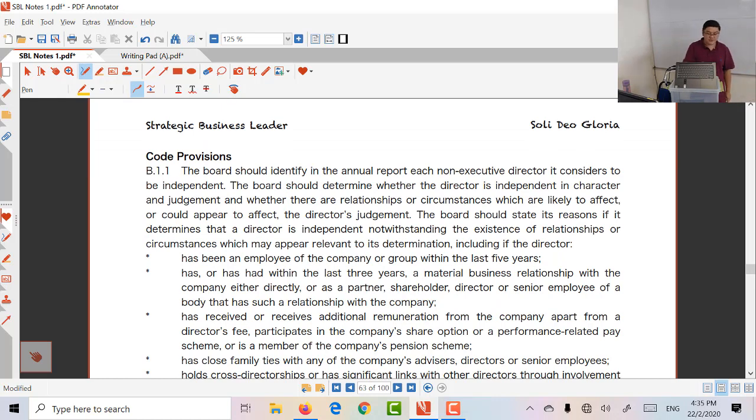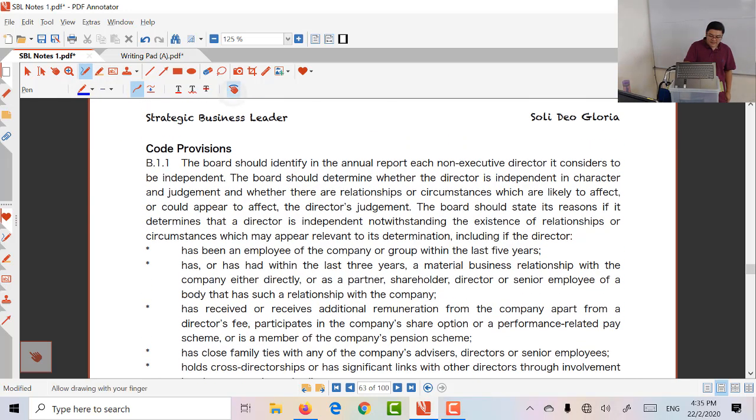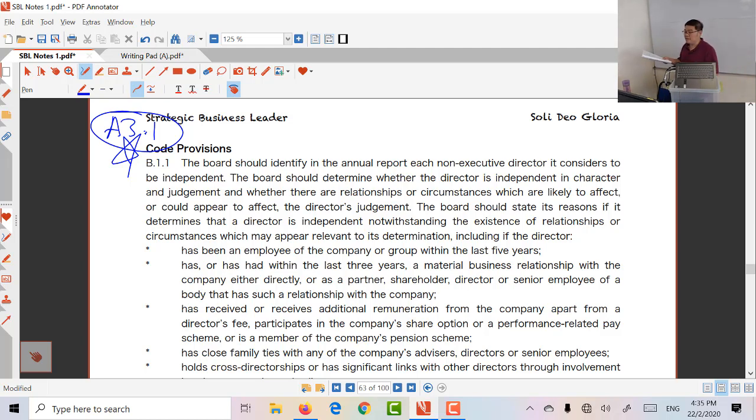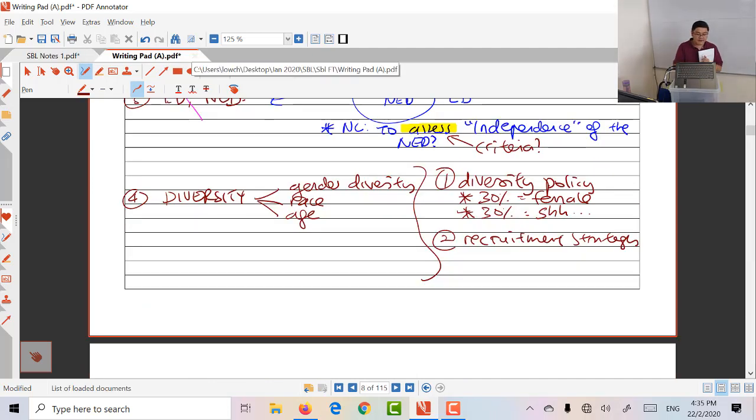So let's look at the code provision now. This part of the provision actually links back to the chairman. If I could just remind you, when we did this last Thursday, page 61, if you look at A3.1, do you see what it says there? A3.1, the first line, it goes on and says that the chairman should, on appointment, meet the independence criteria set out in B1.1. Now, this is how we judge whether a director is independent or not.